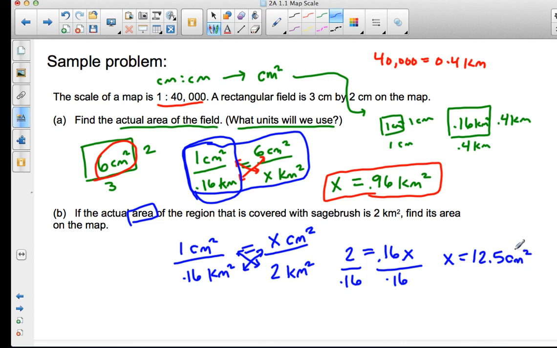And again, as we work on this in class, we're going to practice more values so that it becomes easier to do. But there are 2 examples with map scale involving a linear relationship and an area relationship.